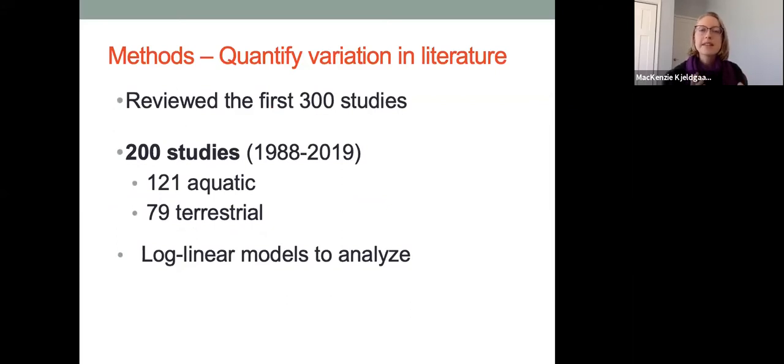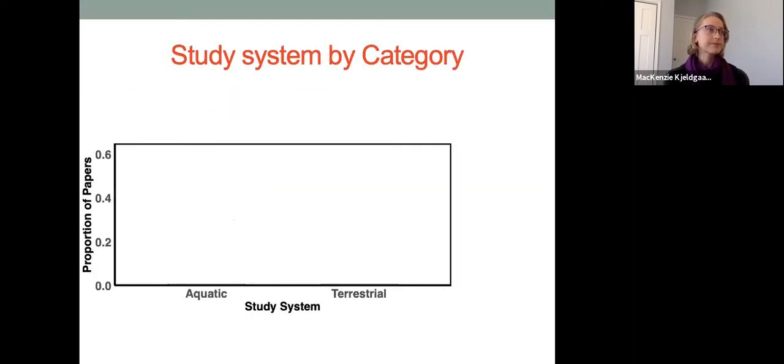So to make this a little bit more manageable, I sorted all of those studies by relevance and then reviewed the first 300 studies. So I ended up with 200 studies total, 121 of which focused on aquatic ecosystems, 79 of which focused on terrestrial ecosystems. And then I used log linear models to analyze that data.